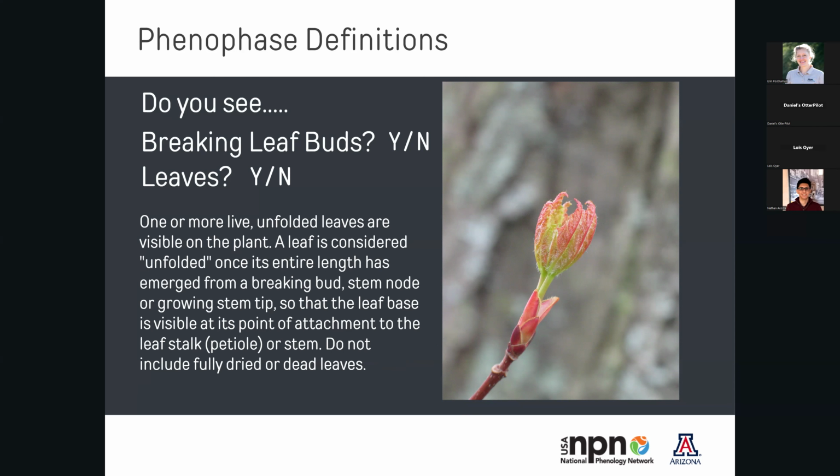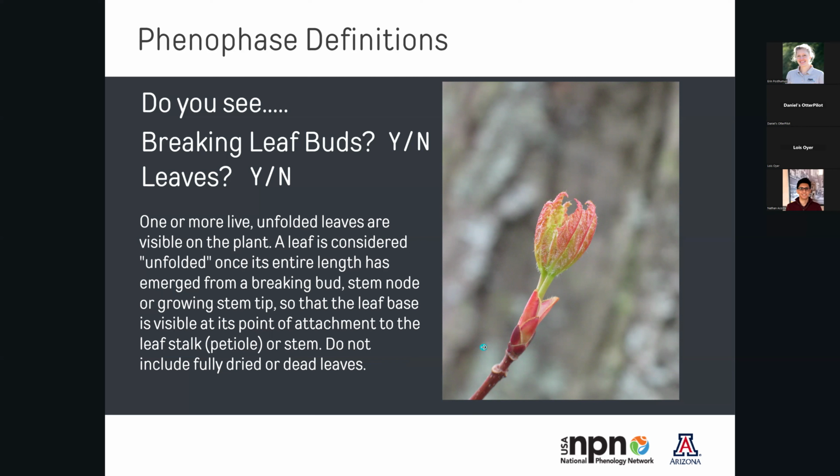What's a leaf then, right? You're like, I am really not sure if that's a breaking leaf bud. All right, so then we could say, is it a leaf if one or more live unfolded leaves are visible in the plant? So it's unfolded once the entire length of the leaf has emerged from the bud, the stem node or growing stem tip, so that the leaf base is visible at the point of attachment to the leaf stalk, the petiole.